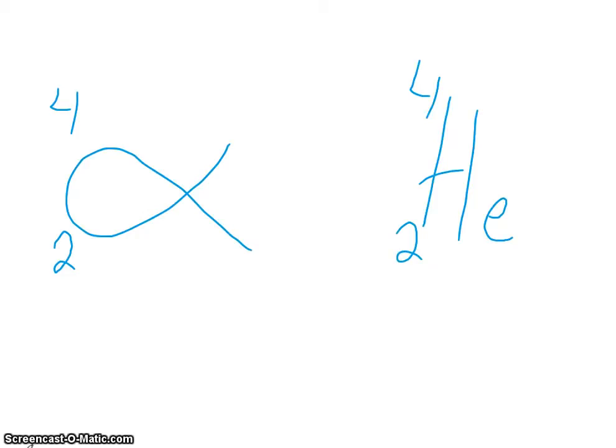We will first begin by looking at alpha decay. The alpha particle can be written in one of two ways. On the left you see the traditional Greek letter alpha, with a mass number of 4 and atomic number of 2. Since the alpha particle is essentially a helium nucleus, on the right you see the symbol for helium with the same mass number and atomic number.